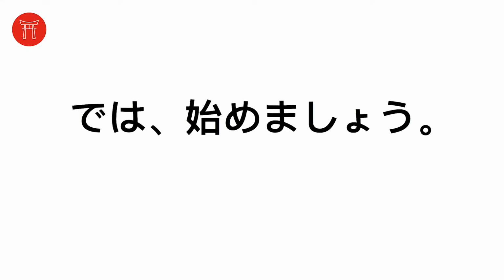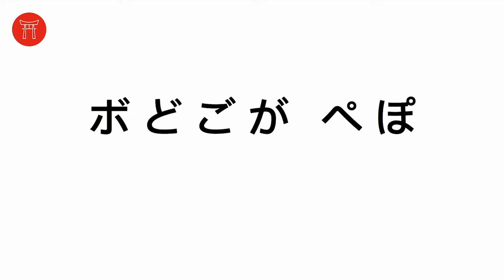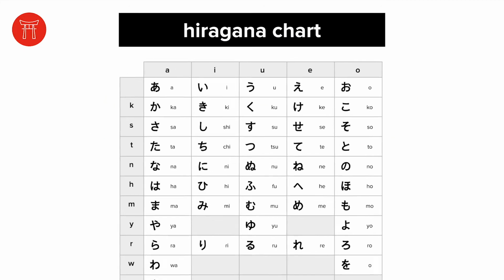では、始めましょう。Let's look back at the message you saw in episode 1. 最近、ペットボトルなどのゴミのポイ捨てが目立ちます。In this sentence, these highlighted characters have a pair of short, parallel lines at the upper right corner. And these highlighted characters have a small circle instead. These tiny marks are a pair of ingenious devices used to represent voiced and semi-voiced sounds in Japanese. Thanks to them, you don't need to learn any new hiragana or katakana. Let's learn how they work.